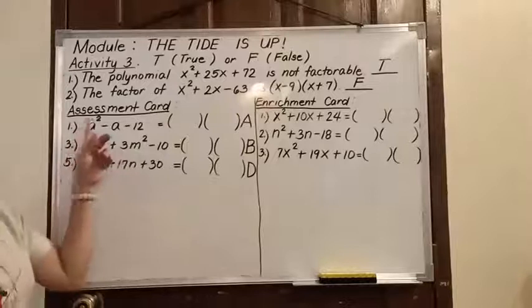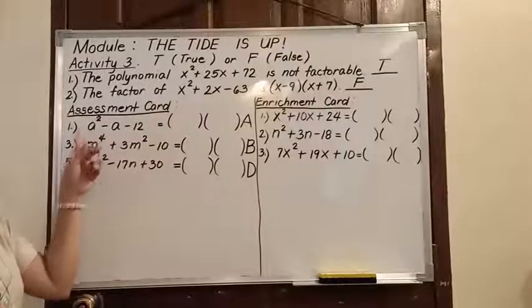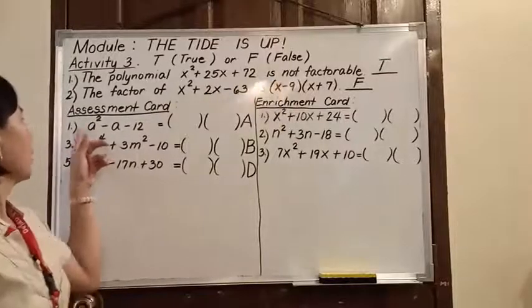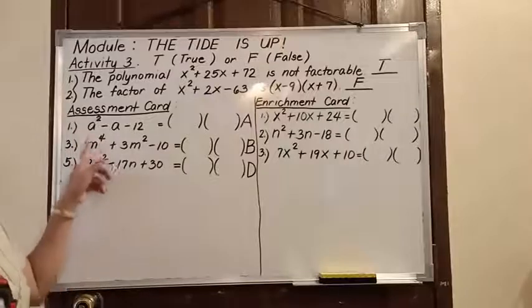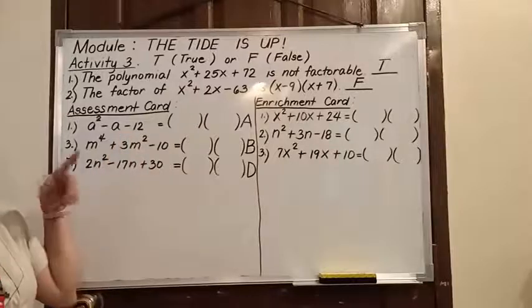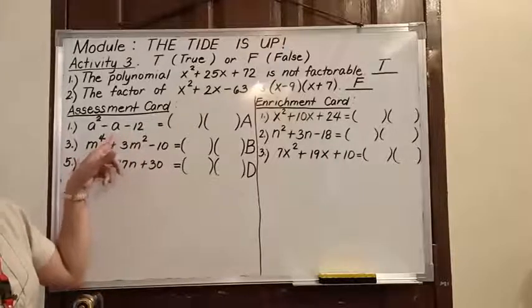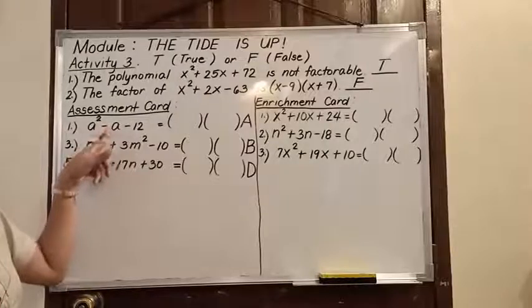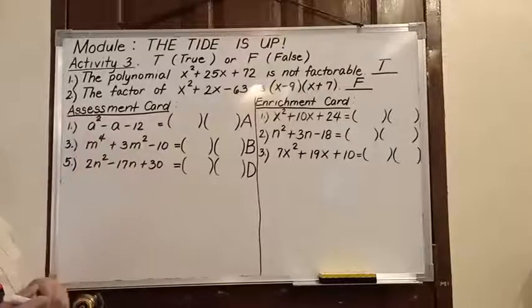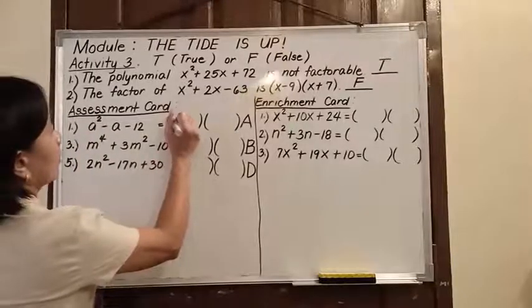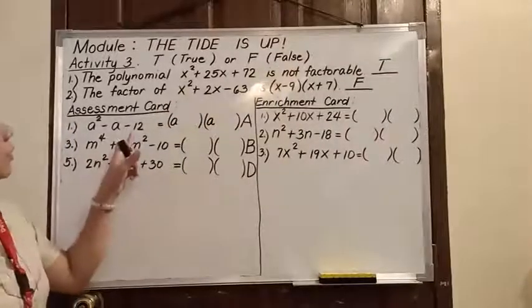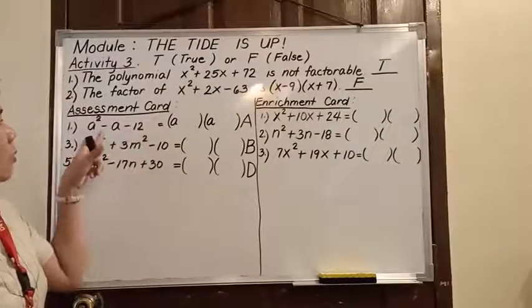And the next, for the assessment card, we will factor the items. Let us answer items 1, 3, and 5. For the first trinomial, a squared minus a minus 12. What is the numerical coefficient of the middle term? Understood to be 1, negative 1. So this is understood to be negative 1. So we will factor a squared. What are the factors of a squared? A and a. A times a is a squared. Now, what are the factors of negative 12 whose sum is negative 1?